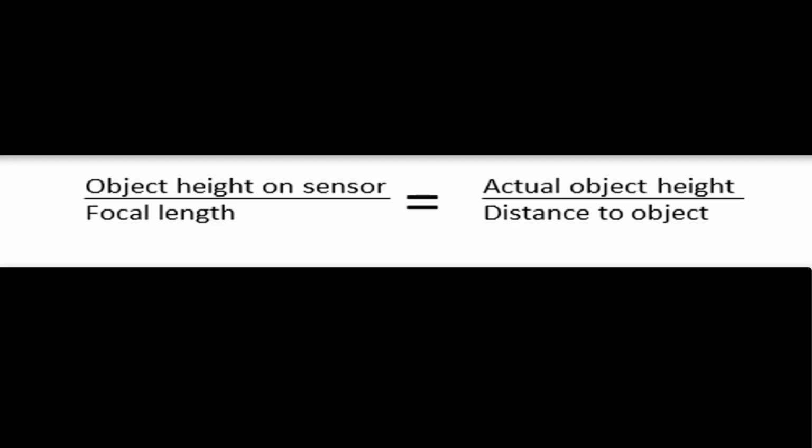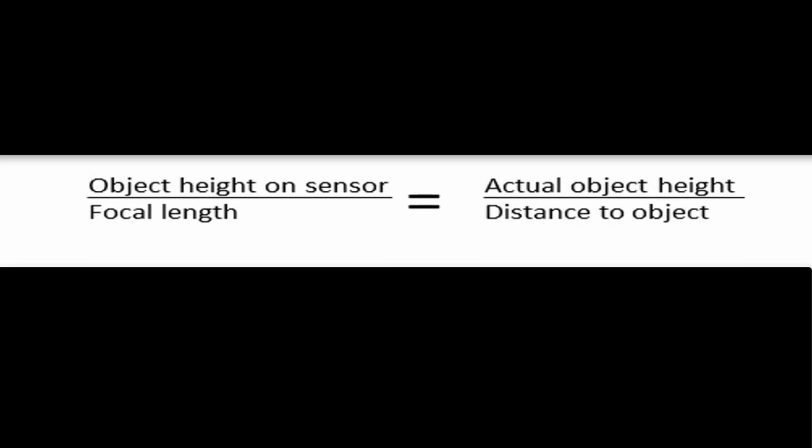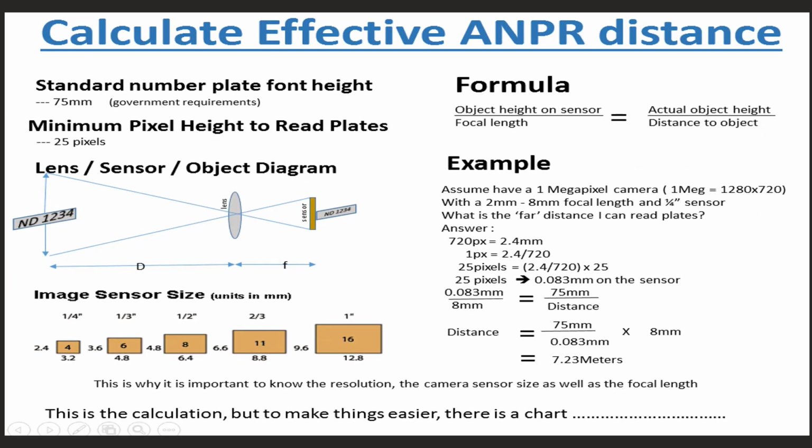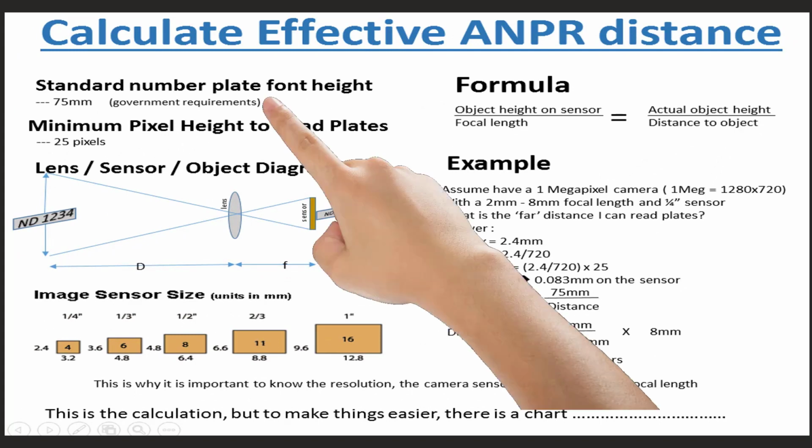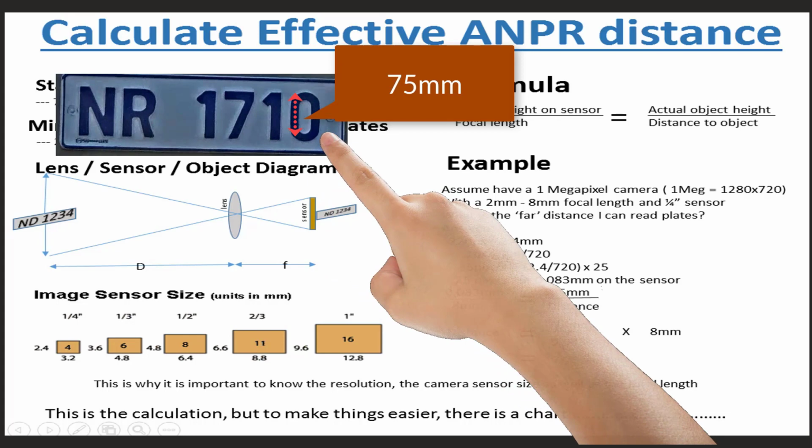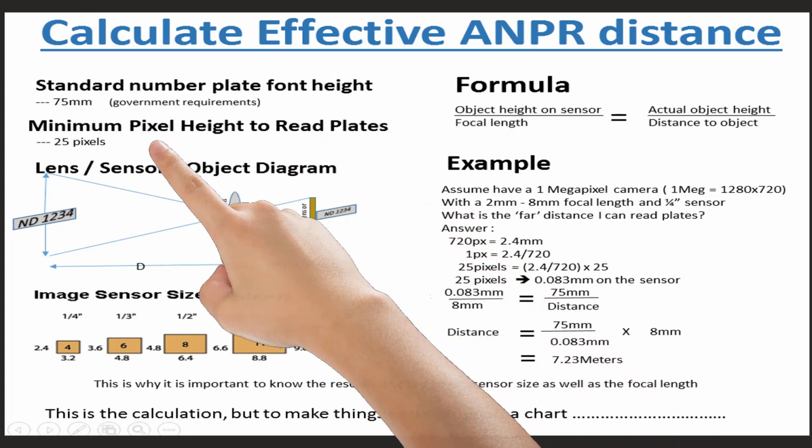Or simply use the relationship between actual object size, distance to object, focal length and object size on the sensor to calculate an accurate result to meet the client requirements. Sounds like a mouthful, but it's easy. The actual object size is known because government regulations stipulate a font height of 75 mm. This must occupy 25 pixels on the sensor.